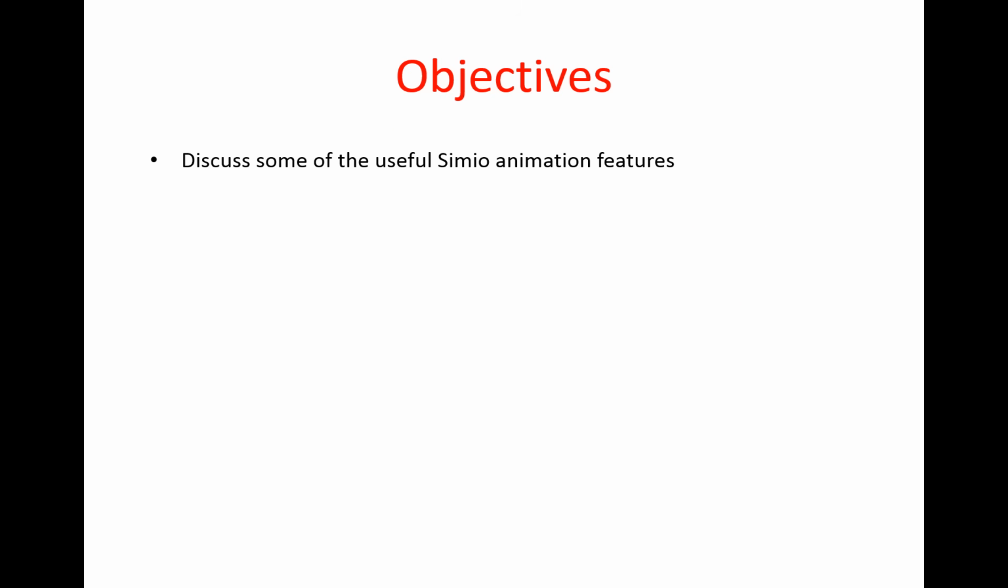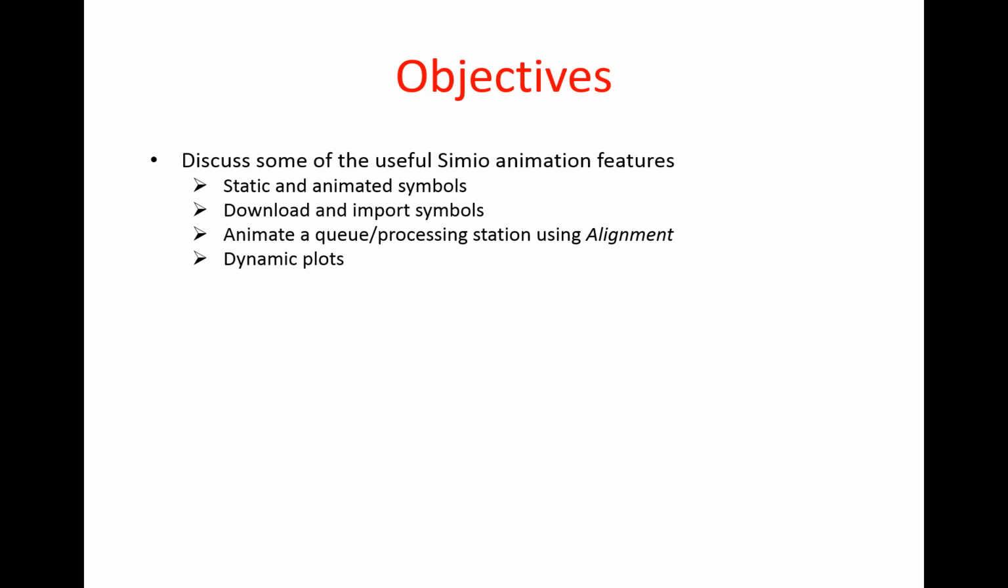As for the objectives for this lab, we are going to discuss some of the basic but useful Simio animation features, namely static and animated symbols. We'll talk about how we can download and import symbols in Simio. We also show how we can animate a queue or a processing station of a server using alignment. And also we will talk about some of the dynamic plots that we can use to better understand the behavior of our model as the model is running.